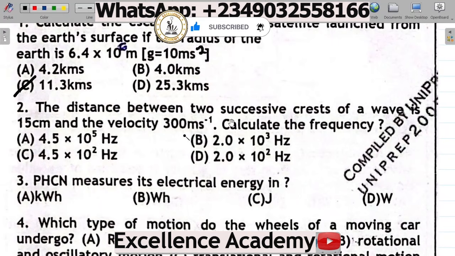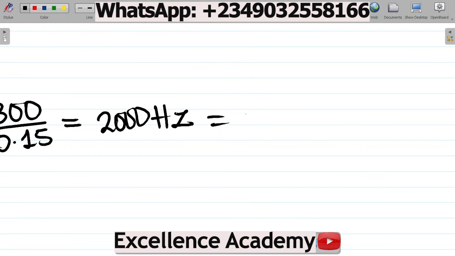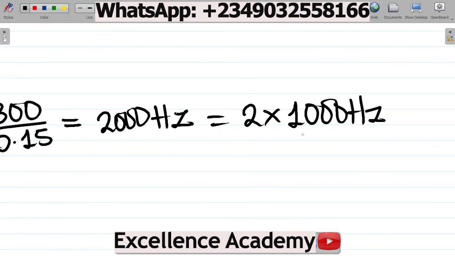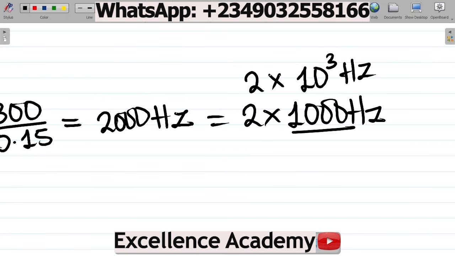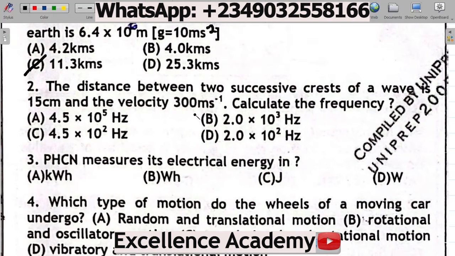Okay, so this is expressed in index form. 2000 is the same thing as saying 2 times 1000 hertz. And as we know, 1000 is 10 to the power 3. So this becomes 2 times 10 to the power 3 hertz. This is the value in index form, 2 times 10 to the power 3 hertz. So B is the correct answer.